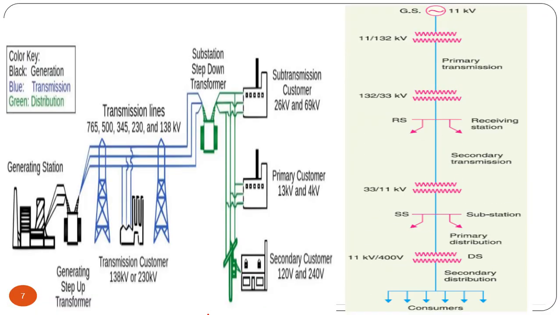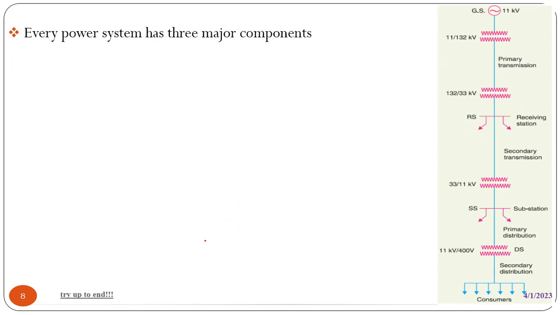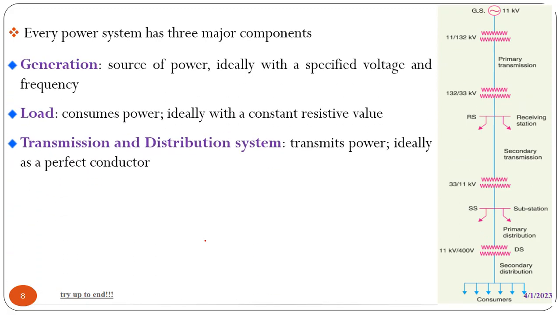Look at this figure. There is generation, sub-transmission, transmission, and then the customer. Every power system has three major components: generation, transmission, and distribution, plus the load. Generation is a source of power, ideally with a specified voltage and frequency. In the Ethiopian standard, the frequency is 50 Hz.